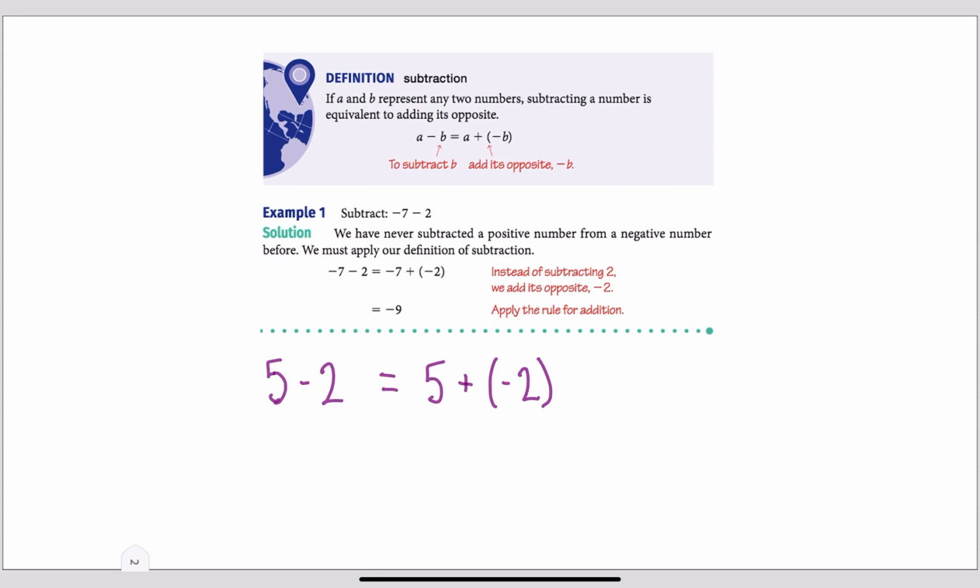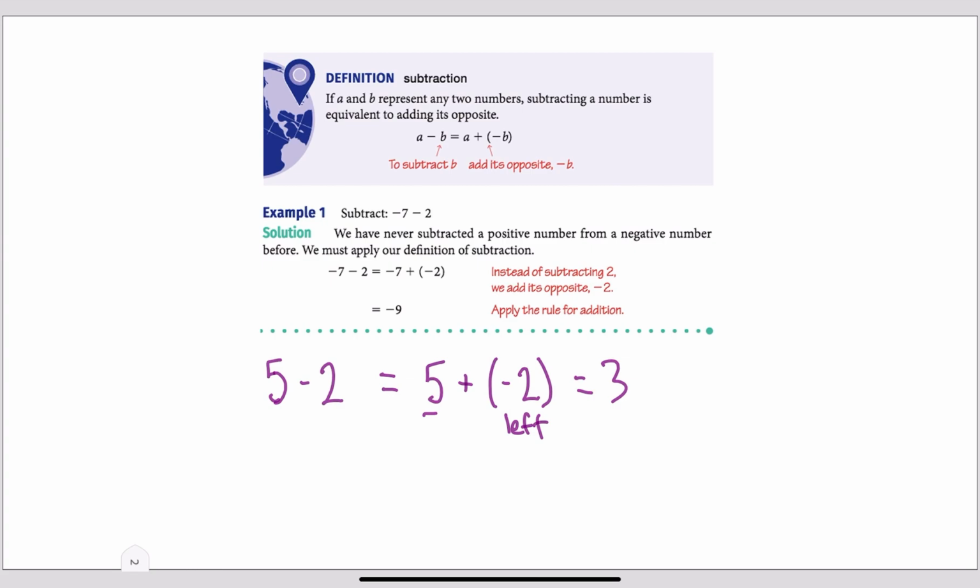So 5 minus 2 is 3. 5 plus negative 2, if I'm thinking about the number line, if I start at 5, and then I go to the left 2, that's like taking away. So 5, and then go to the left 2, I'm left with 3.